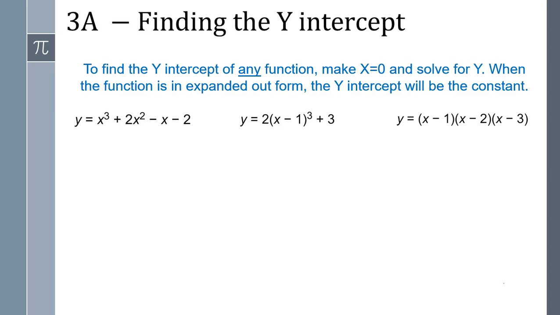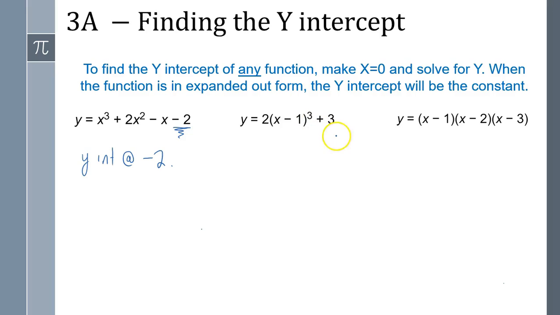So we're going to start off with the easiest one, finding the y-intercept. And this is the same as linear, this is the same as quadratic, this is the same as quartic. So the y-intercept will always be when x equals 0. We kind of know from previous units that if we make these 0, so 0 cubed plus 2 times 0 squared minus 0, the y-intercept is going to be the constant on the end. So whenever it's expanded out like that, the y-intercept is the constant.